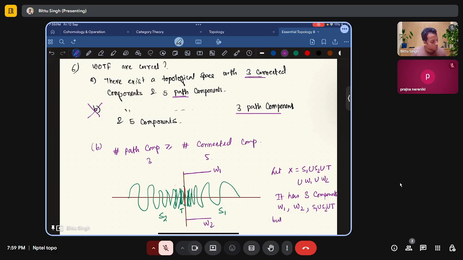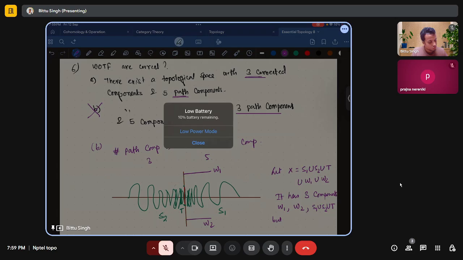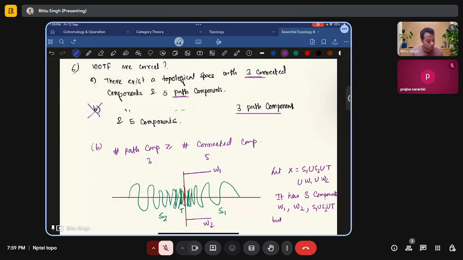But it has five path components. All those, S1 up to the rest, are separate path components. So it has five path components.